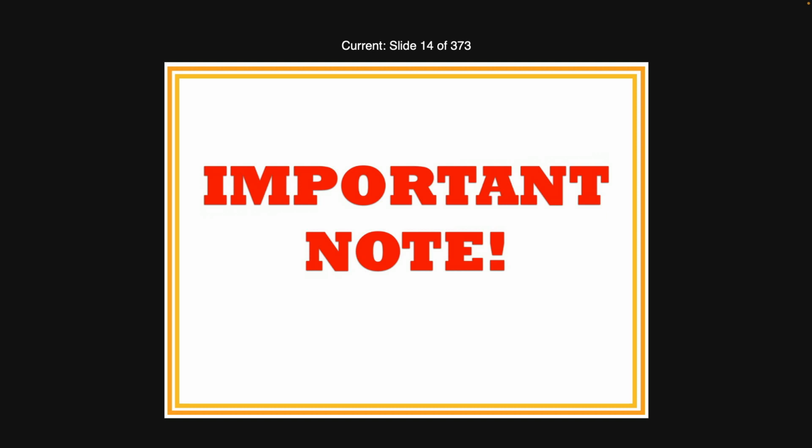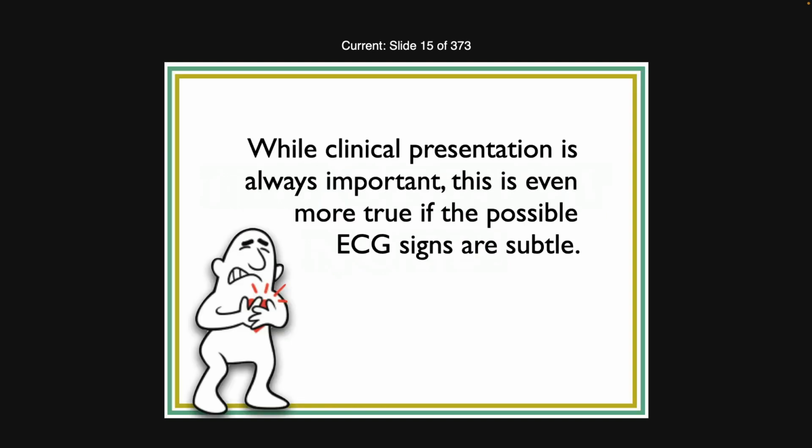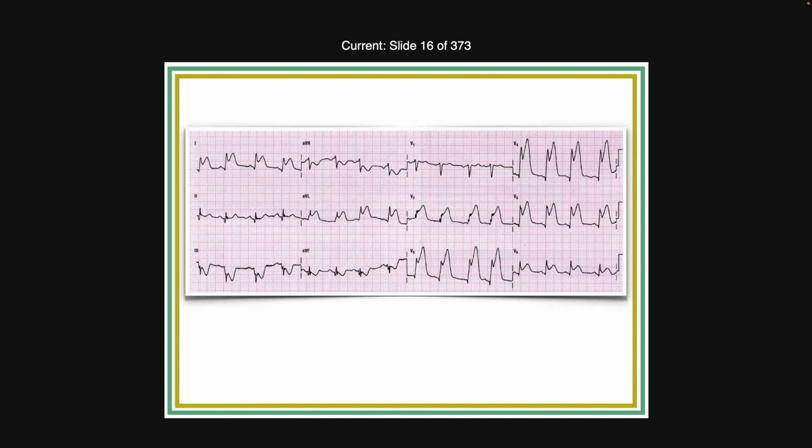Important note. While clinical presentation, everybody knows what I mean by clinical presentation, like how the patient is appearing, it's always important. But it's more true if the ECG signs are subtle. So for example, if this is your patient's 12 lead, I don't care if they're sitting there doing jumping jacks saying, I feel fine. You're going to do a STEMI alert and get them in. In this one, clinical presentation is less important. Just make sure they're breathing and get going.